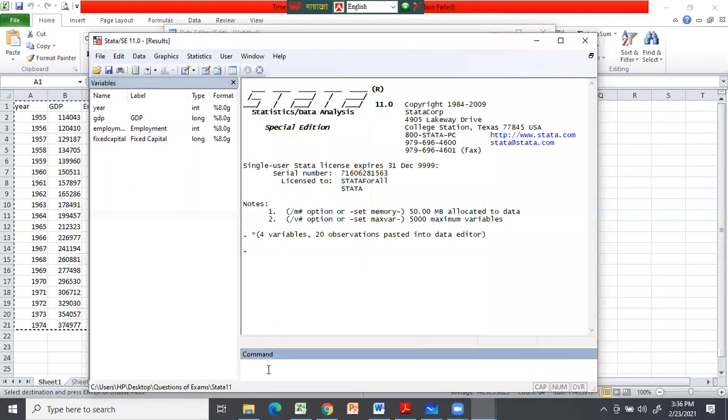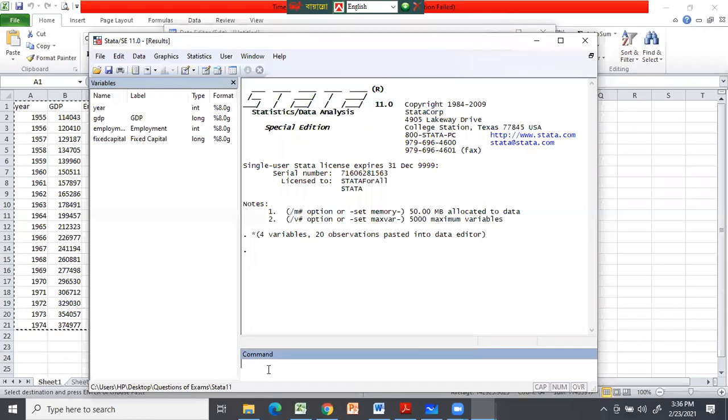Now you'll have to make Stata understand that this is time series data. Stata will not recognize that this is time series data by default. You'll have to give some instructions, some command, to make it understand that this is time series data, and then you'll have to analyze it.